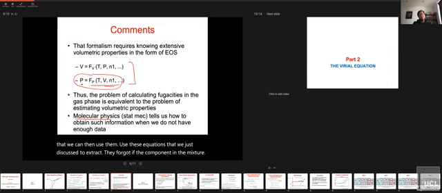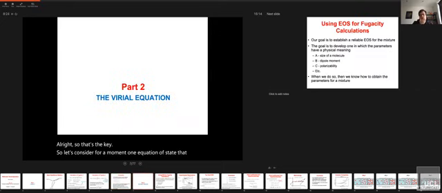So that's the key. So let's consider for a moment one equation of state that you have seen before, the virial equation. And the reason we do that is that you are familiar. It's a very simple equation. Probably it was the first equation of state that you saw. It's so simple that we know that it is only valid at low densities, and so we tend to discard it because it's so simple. The thing is that this equation is very, very important because the parameters in this equation are actually directly related to the interactions between molecules.